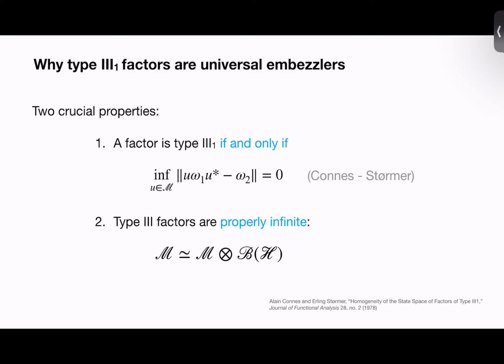The second property is that these type 3 factors are properly infinite, meaning that the algebra is isomorphic to the algebra itself tensor the bounded operators on any separable Hilbert space. So the second property tells us that we can compare states on the algebra with states on the algebra tensor some Hilbert space, basically the type 1 factor here. And the first property tells us that if we do this, we can map the state on M to the state on the tensor product by a unitary. And therefore we have embezzlement.